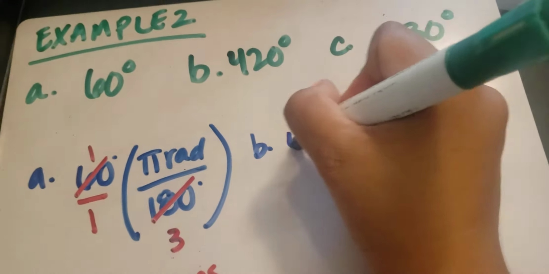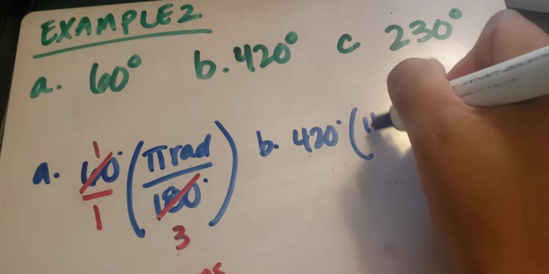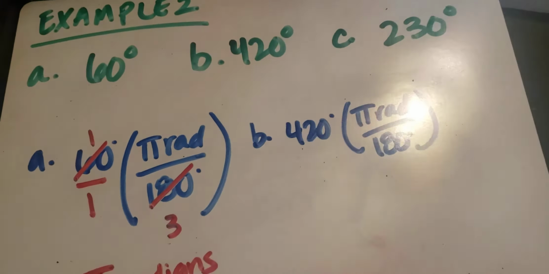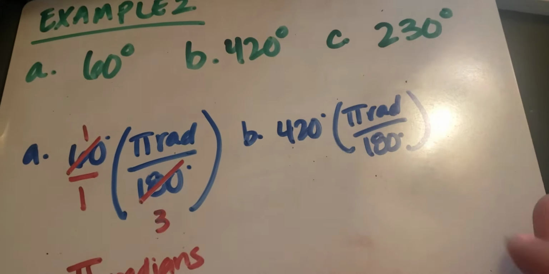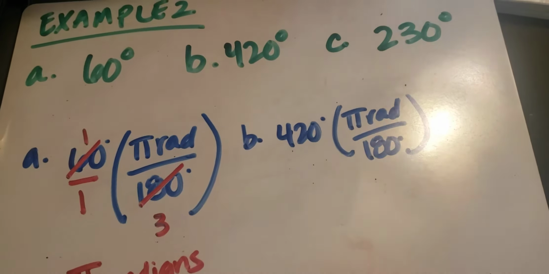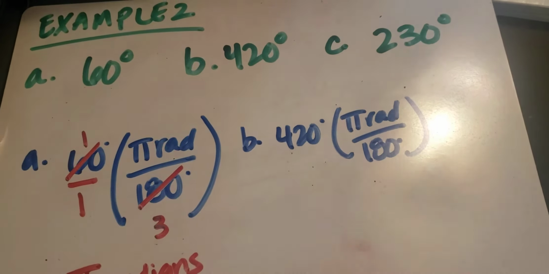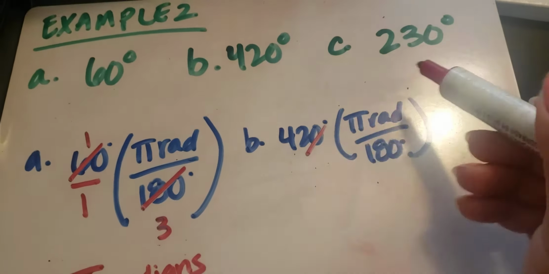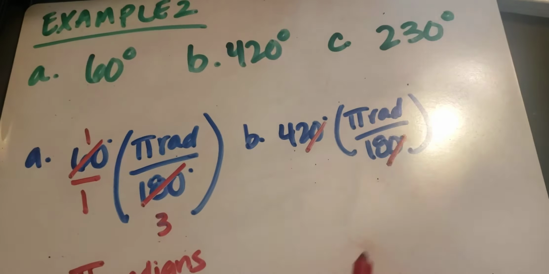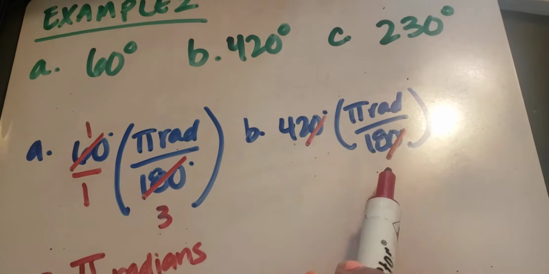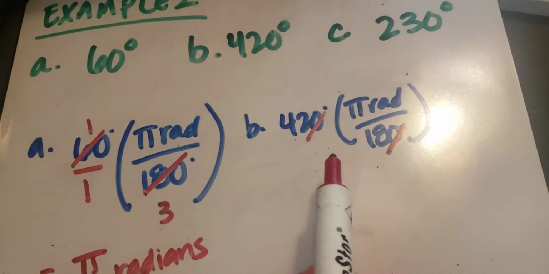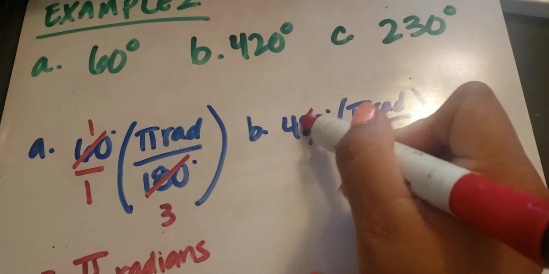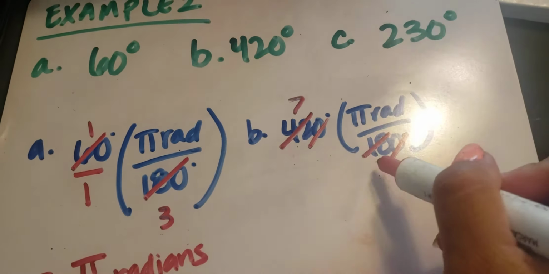So part B, 420 degrees times pi rad over 180 degrees. Okay, again, it's this simple. You don't need a calculator. So 420 and 180, I can simplify that. And basically, again, I'm not even going to use a calculator. Okay, the zeros cancel, so now I have 42 and 18. I basically simplified by 100. And then 42 and 18, you can simplify by 6. So that'll give you 7, and this will give you 3.